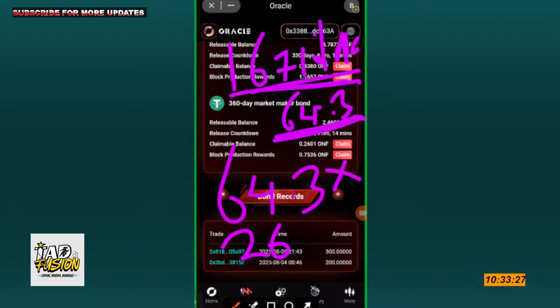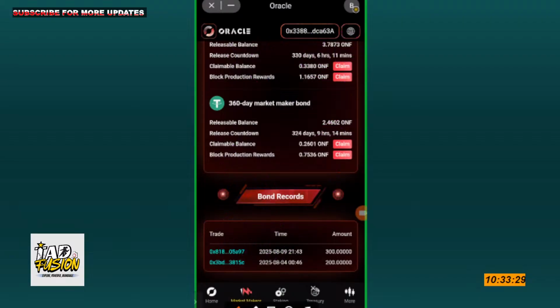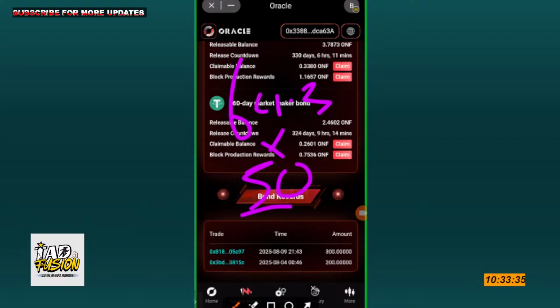But if the price of the coin goes to 50, it will be 64.3 times $50. So I will already have $3,215 as my profit after 1 year.